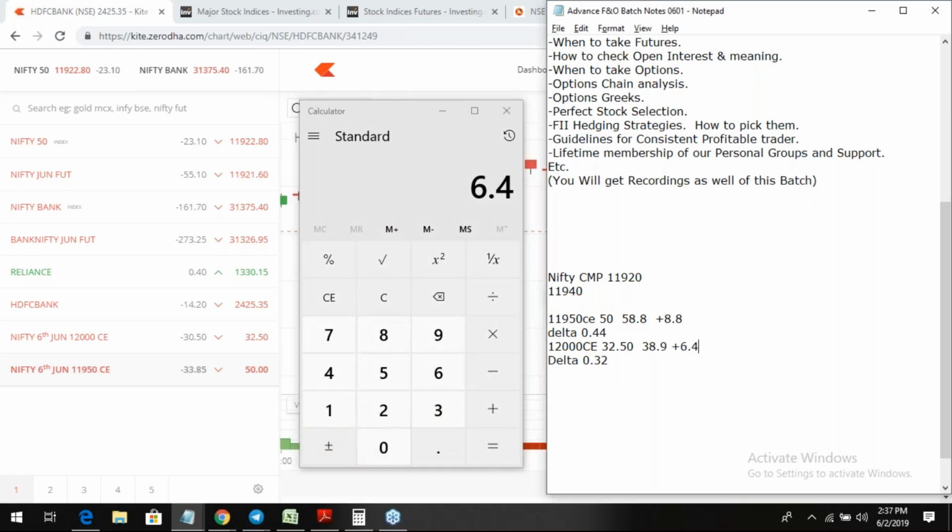Now you tell me, Radhika, you ask me the question. Which is the highest number? This one or this one? Where will you get a good amount of money? 6.4 into 75. You will get 480 rupees profit, right?